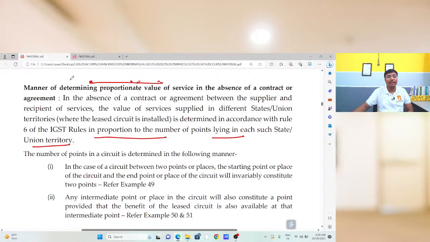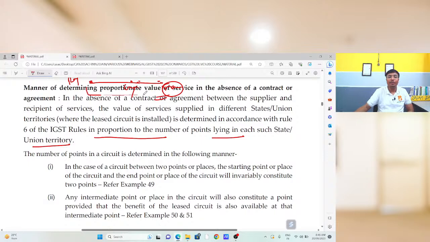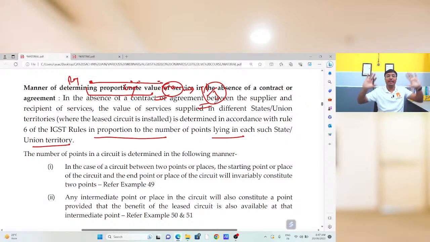Suppose there are three points. One is Rajasthan, another is Gujarat, and the third one is Maharashtra. In that case, the place of supply will be determined according to the three places. That means the place of supply will be decided one third each. So accordingly we need to decide. In case of a telecommunication tower located in more than one state, we go according to the agreement. If no agreement is available, we take the points of that telecommunication tower, and according to the points situated in different states, we decide the place of supply.